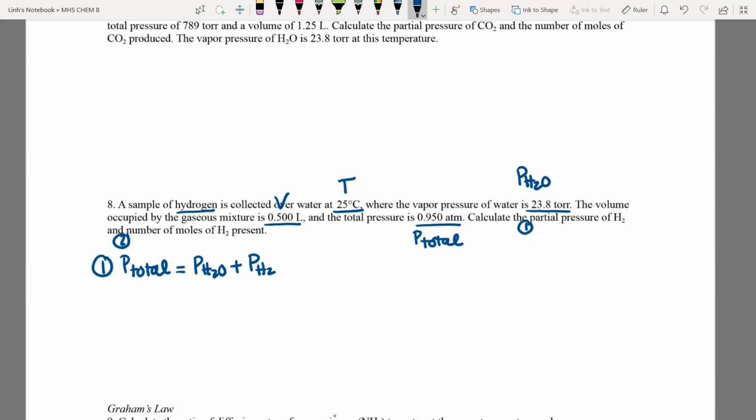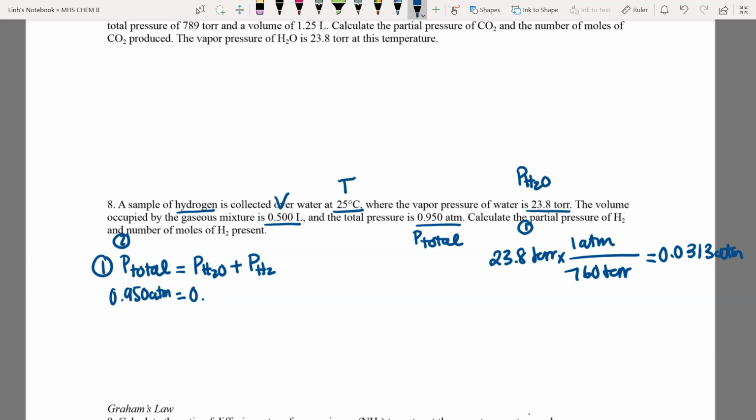And I know that the total pressure has already been given to me, which is this. And then I know that the partial pressure of water is 23.8 torr. Now I need to convert this torr to atm because they have to be in the same unit, otherwise that would not work out. So first I'm going to convert this. So 23.8 torr, I know that 1 atm is 760 torr, and that gives me 0.0313 atm.